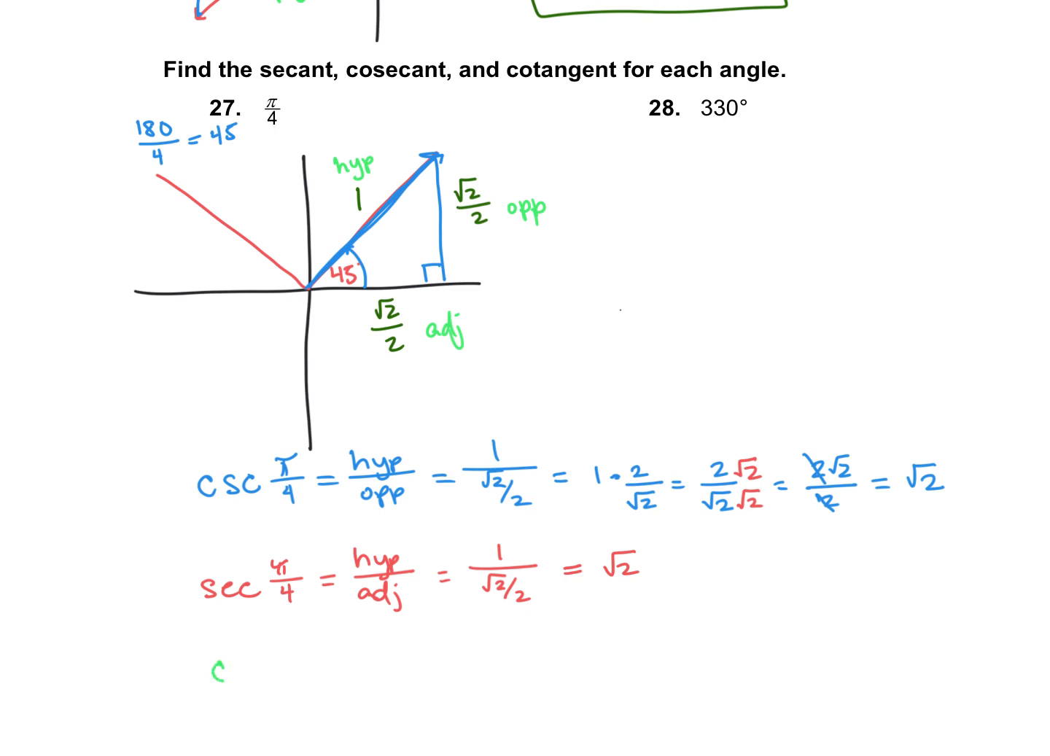Cotangent of pi over 4. Cotangent is the reciprocal of tangent. Tangent is opposite over adjacent. So cotangent is adjacent over opposite. So the adjacent is square root of 2 over 2. The opposite is square root of 2 over 2. And here we just have a value dividing by itself, so that will simplify to just a 1.